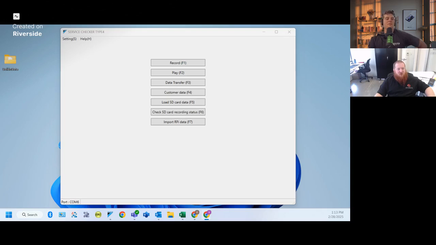Now I have this folder on our desktop, and we open that folder and see inside there are some files. We see two DOS files. These are the proprietary file format for Daikin Service Checker, so you won't be able to do anything with them until you use the software program. We'll go ahead and close that window. On the Service Checker software, the first thing we're going to click on is Data Transfer.